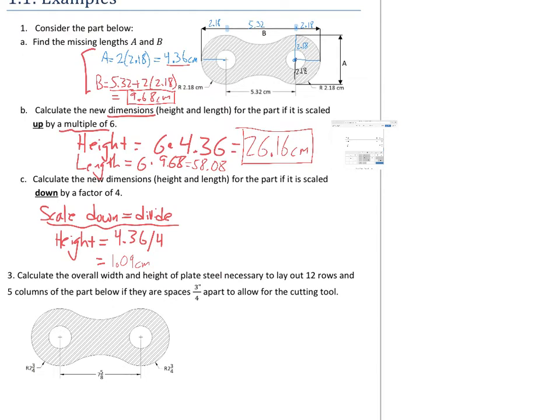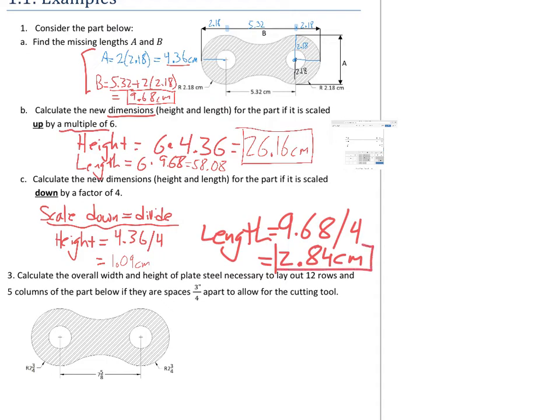Our new length, well, let's take that. What do we got? 9.68. And let's divide that by 4. Let's see, can you do that? 9 divided by 4 would be 2. That makes 8, and then that leaves 1.68. 1.68 divided by 2 is 0.84. You can plug it in the calculator and you'll get that as well.